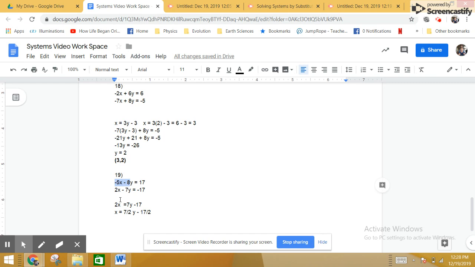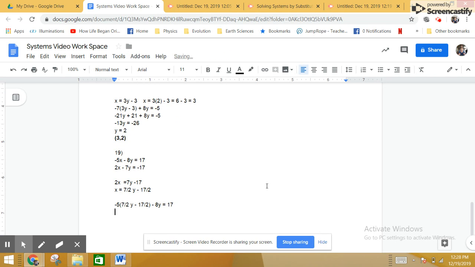So let me copy the other equation. Now I take this expression, which is an expression for x, so x gets substituted. I substitute for x with that expression, and now I'm going to start simplifying. In A block, I didn't use this trick, so I'm going to use this trick that I used in B block to show you how to deal with it. So I'm going to do negative 5 times 7 halves y, so I get negative 35 over 2 y, and negative 5 times negative 17 is positive 85, so it's going to be plus 85 over 2.